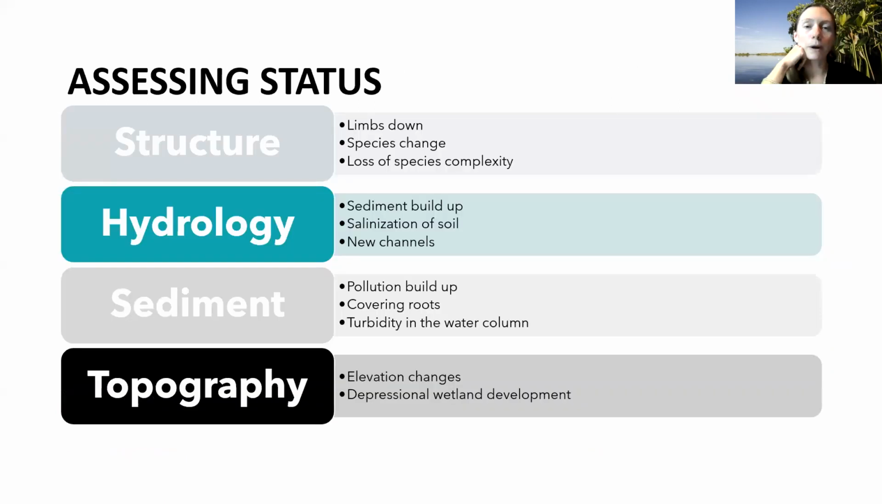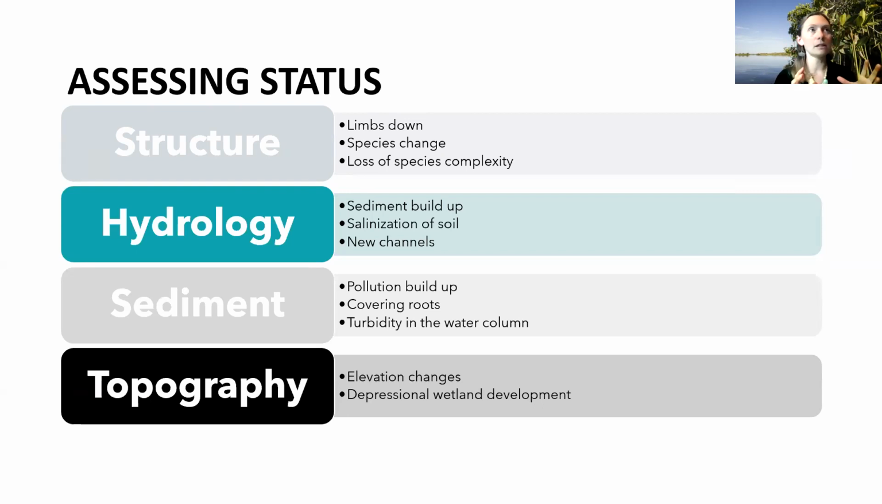When we go out to assess the status of mangroves, mangrove fringes, shorelines, mangrove islands, we want to make sure that we have an idea of what we're looking at, right? And so we will look at four main categories when we go out to do our damage assessments: structure, hydrology, sediment, and topography.